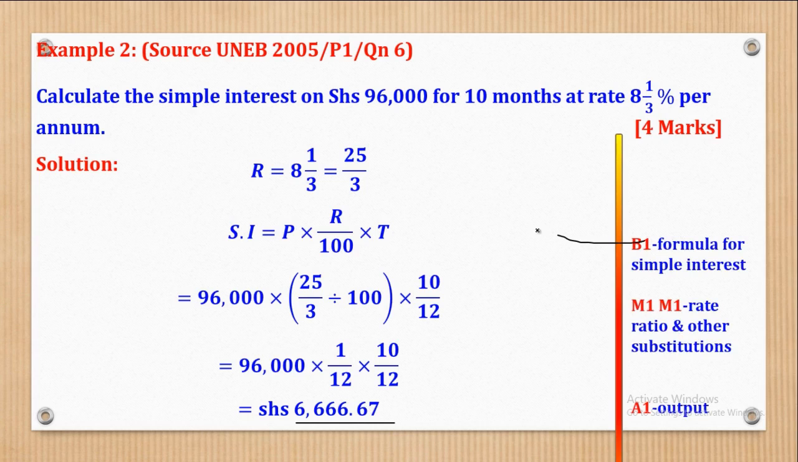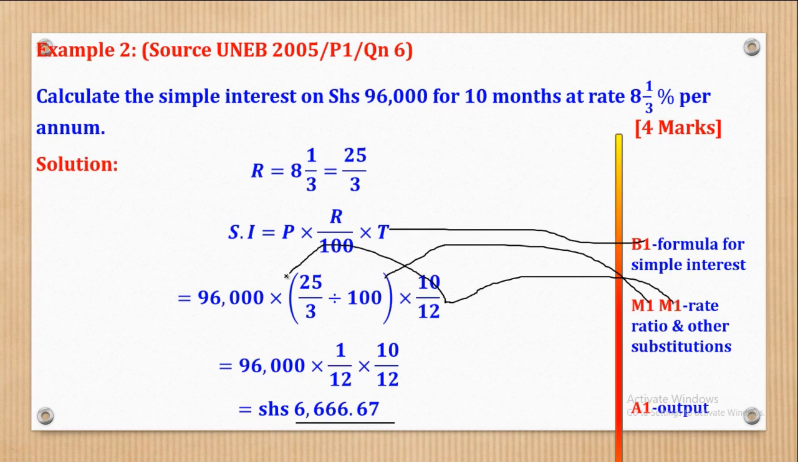So B1 will be for the formula, and M1 is for you to write the rate correctly, and another M1 for the months and principal correctly.